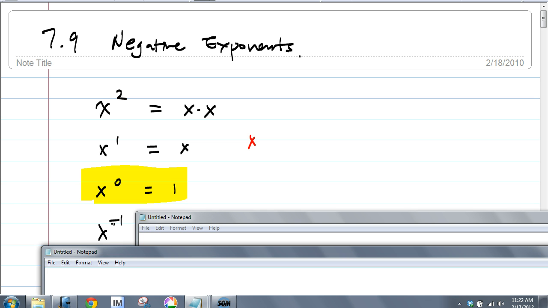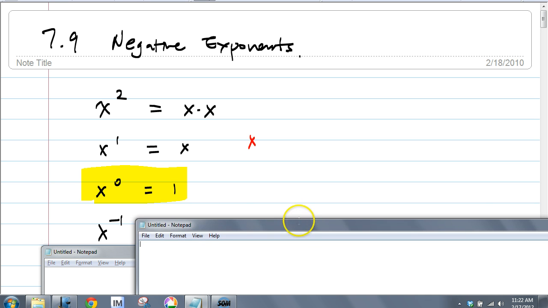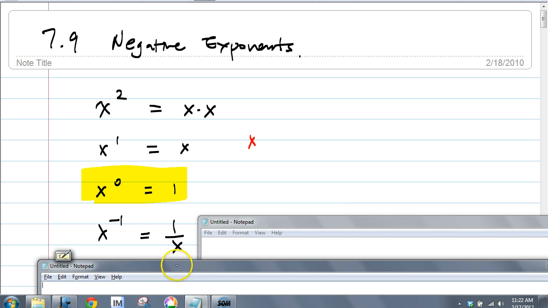Right. So then, what do you think I'm going to do from 1? See, x to the 0 was 1. What do you think I'm going to do to 1 so that I get x to the negative 1? Divide by x. What do you get then? If you have 1 divided by x, what is that? 1 over x. Yeah, that's the answer, guys. So this is the reason why x to the negative 1 power means 1 over x.